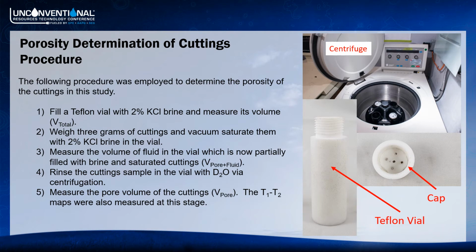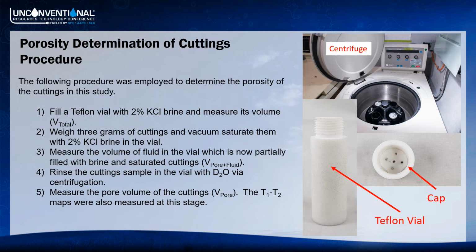To address previously mentioned challenges of bulk volume measurement and surface water removal on the cuttings, the following procedure was developed. First, we designed a special sample holder made out of NMR invisible material, Teflon. As you can see in the photo, this sample holder can easily be compared to a salt shaker. The procedure consists of filling this vial with 2% KCl brine fully and measuring its volume via NMR. Weigh 3 grams of cutting sample, vacuum saturate them in this vial with 2% KCl brine. Then measure the volume of fluid in the vial, which is now partially filled with brine and saturated cuttings. So this is how we get the pore plus fluid measurement.